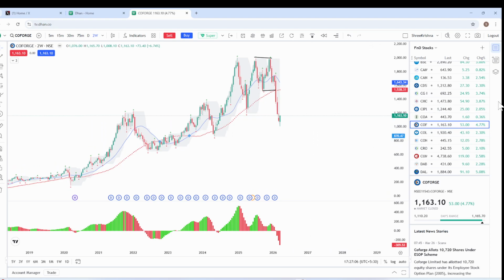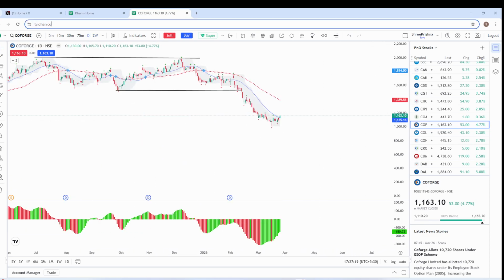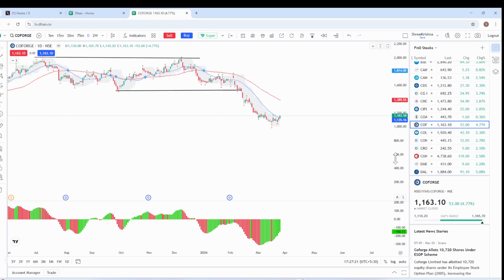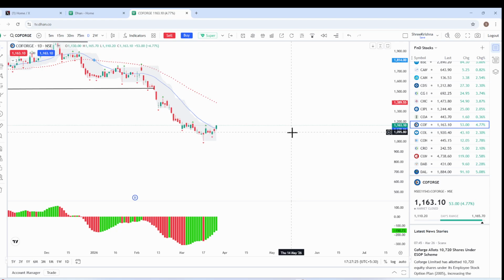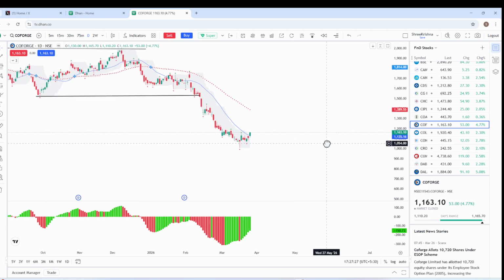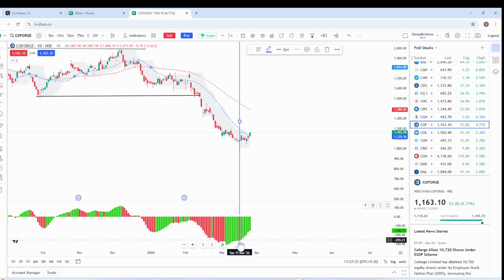Coforge has completed its pattern. It's A, B, and C. It has completed. We need to wait for proper. Yes, this is a right entry. If you are willing to make an entry, this is exactly a right entry. And how I tell you that it is a right entry is that you see this red bar on the histogram.